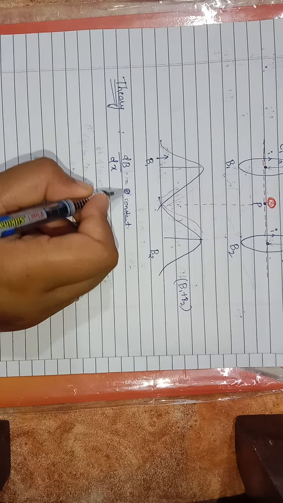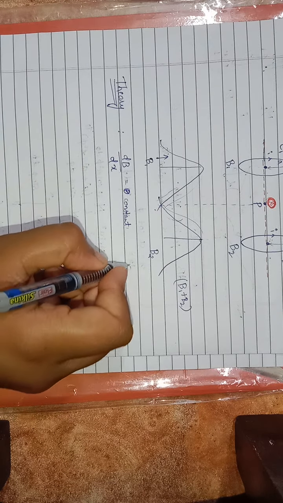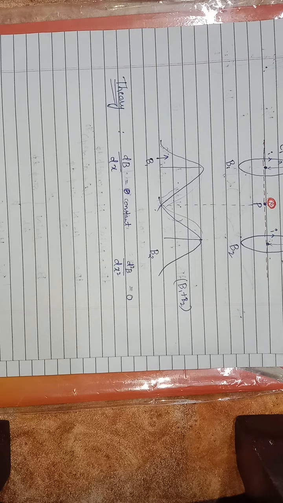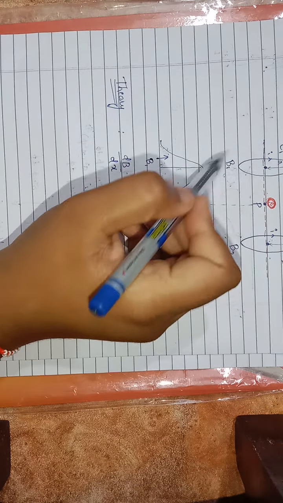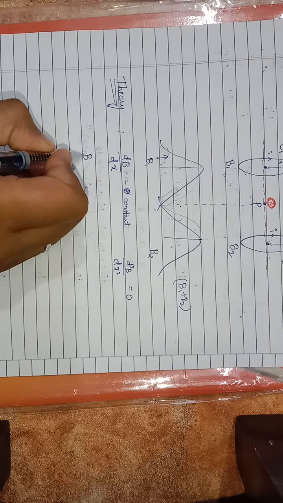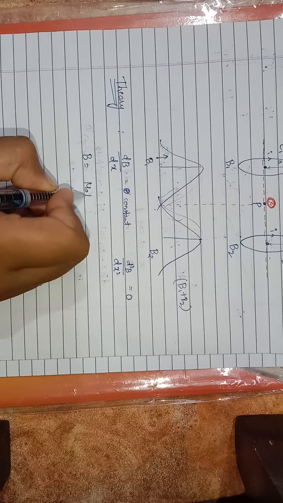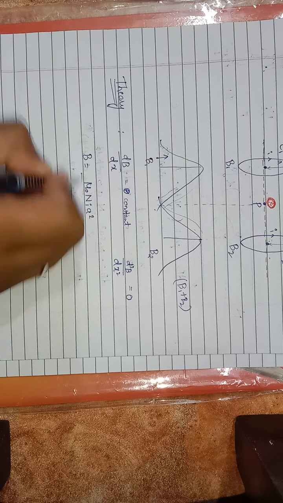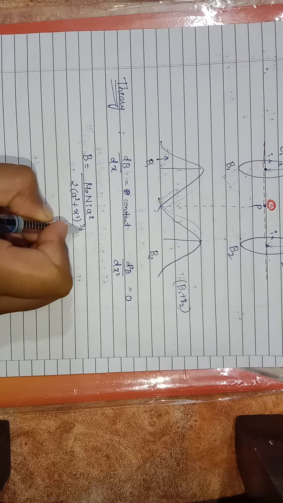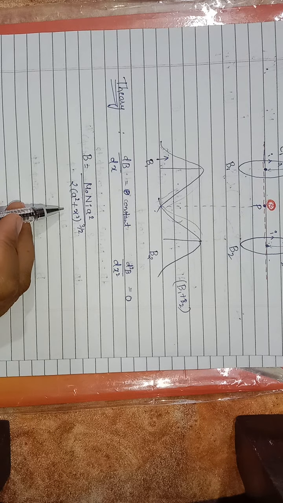So if dB by dx is constant, then d square B by dx square is 0, right? You already know the magnetic field for such a coil. What is the magnetic field at any point due to the coil? You have already derived it. B is equal to mu naught n I a square divided by 2 into (a square plus x square) raised to 3 by 2. This we have already derived: the magnetic field at any point due to a circular coil.